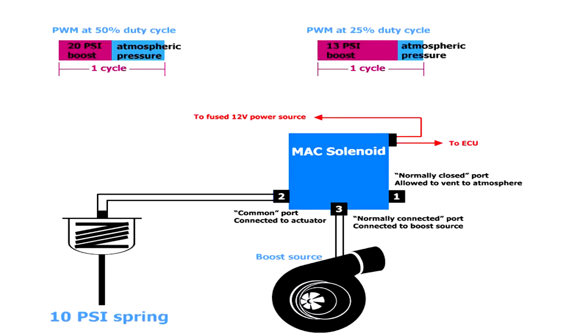So for example, if you have a 10 psi spring in the actuator, then at 0% duty cycle you'll end up with 10 psi of boost, or slightly more because it has to open a little bit. If you give the solenoid 50% duty cycle, then that means that half the time the actuator is seeing pressure from the boost source, which is the compressor exit, and half the time it's seeing the outside air. So that means that the boost source must be at 20 psi, so that the average pressure that the actuator sees is 10 psi, which is what it's set to.